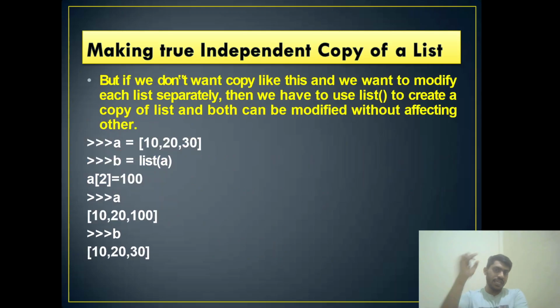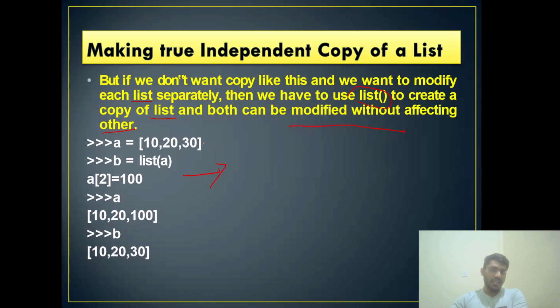Okay. Then making a true independent copy. A true independent copy means that it should not be the same, it should be separate. If we don't want to copy like this, and we want to modify each list separately, then we have to use the list function to create a copy of the list, and both can be modified without affecting the other. In the previous copy, if one list changes, the other list is also affected. But here, if we copy using the list function, it will not affect the other.